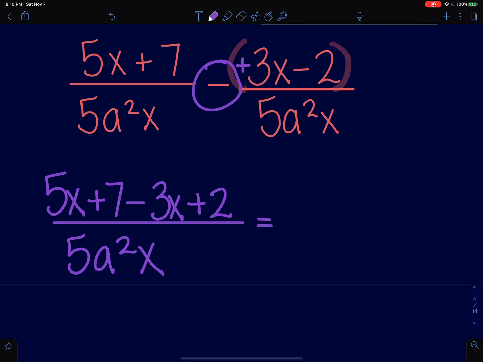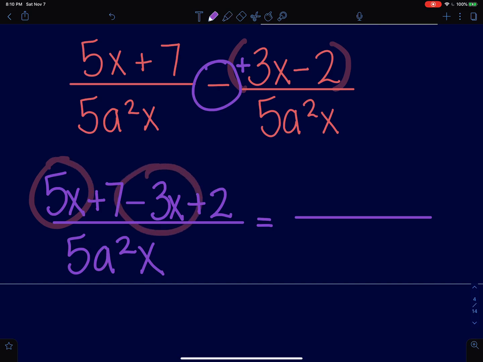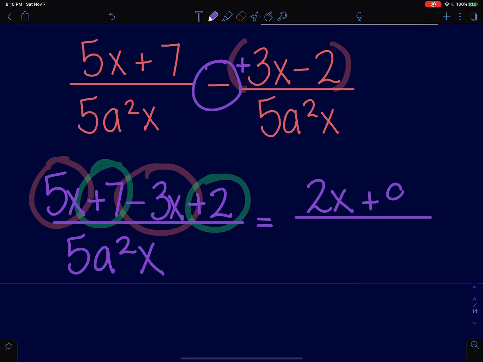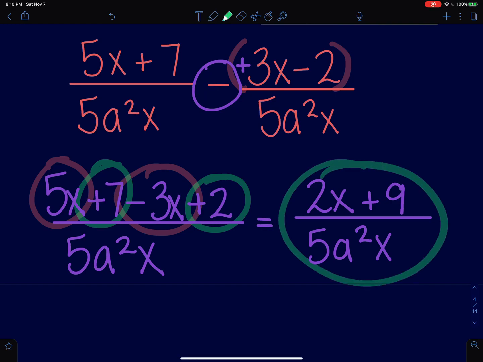Now, I'm going to simplify the top now because I can sort of add like terms. What are the like terms? Well, I've got this 5x and I've got a minus 3x, so I can write that as 2x. And then I've got a 7 and a plus 2, so I can write 2x plus 9 over 5a squared x. And let's make sure that I got the same answer as the book, and I did. Okay, so wham bam, there you go. Thank you. Here we go.